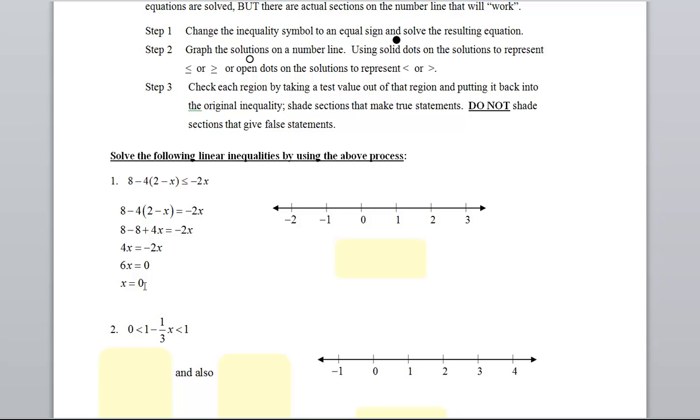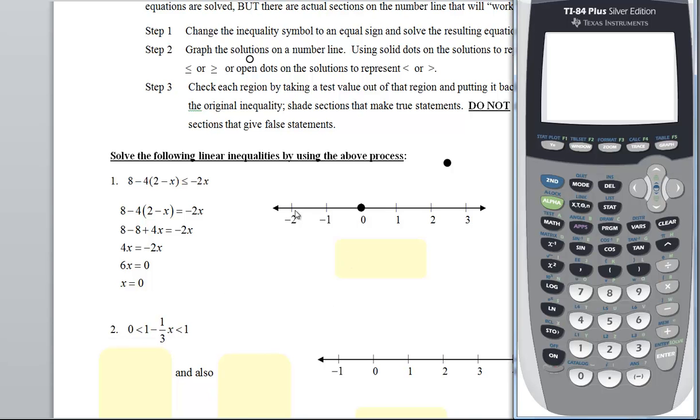So I need to put it on the number line. And because it's a less than or equal to, I'm going to use a solid dot. So let me get my dot down here and put it on 0. Now, if you'll notice, if I could cut this number line at 0, I would have two sections: this section to the left of 0 and this section to the right. So we have got to check both sections.